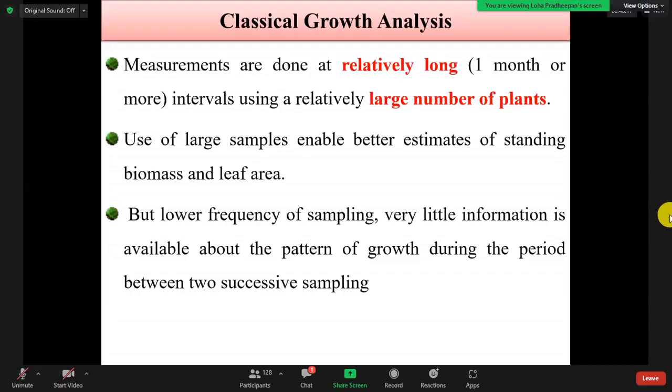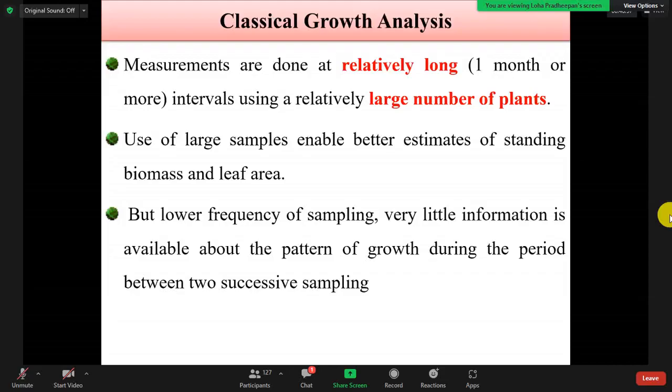So if we use a large number of samples, that gives a better estimation of the biomass and leaf area. But if you take the first month, the next reading will be in the second month, and another one in the third month. So the sampling points we are able to get in the graph are fewer. Due to that, only little information is available about the pattern of growth, especially if we want to see the growth pattern of the plant.